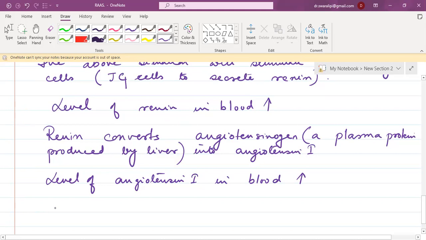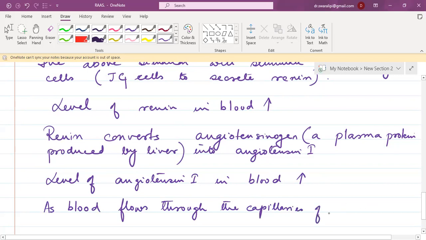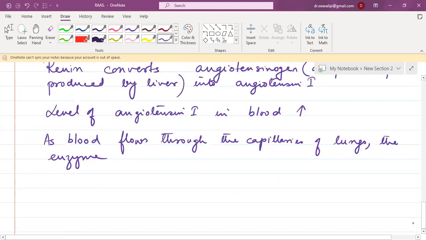Okay, done. So what will I say? As blood flows through the capillaries of lungs, the enzyme angiotensin converting enzyme, which in short form we can say ACE.